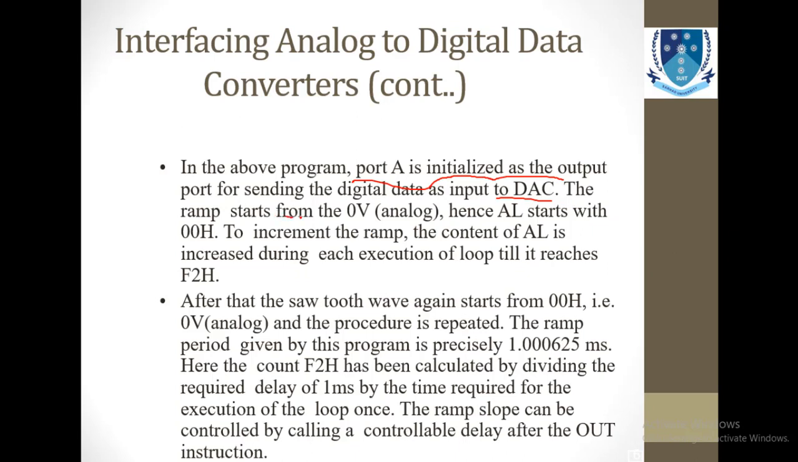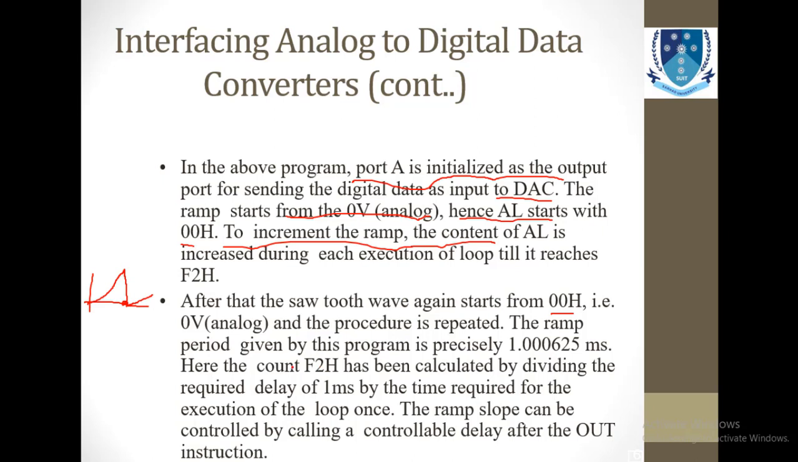The ramp starts from 0 volt, and hence AL starts with 00H. To increment the ramp, we have to keep going on until it comes to 0. You see here we have to go for the simulation until it comes back to this 0. This is the 0 point. So we have to increment that ramp, and then wait for the time that it comes to 0. And after that the sawtooth wave starts again from 0, that is the second loop. The procedure is repeated again and again.